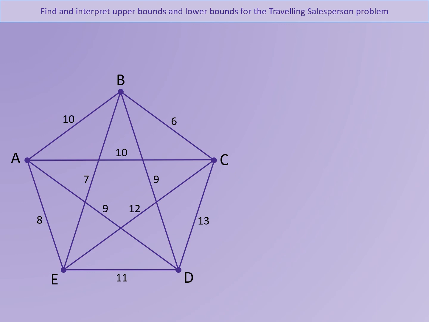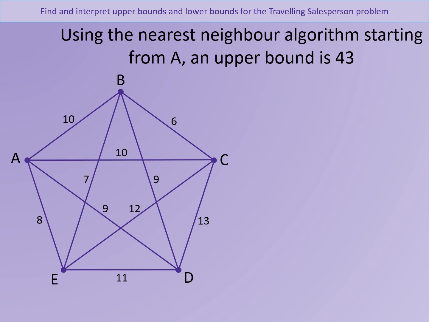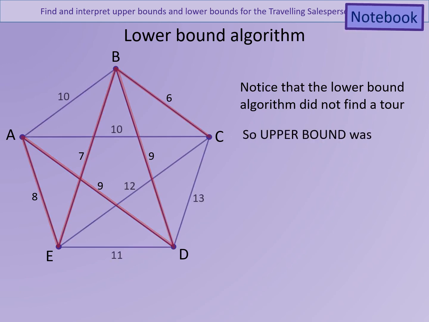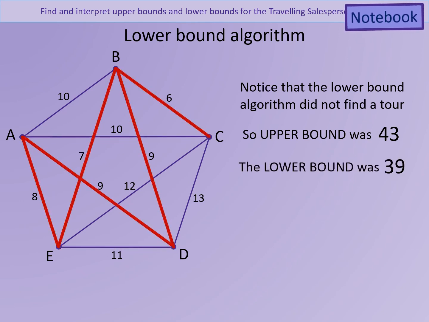If we were to use the nearest neighbour algorithm starting from A, we would get an upper bound of 43 for this network. This would be by going A to E to B to C to D and back to A. So although the lower bound algorithm didn't find a tour, we now have an upper bound, which is 43, and a lower bound, which was 39.